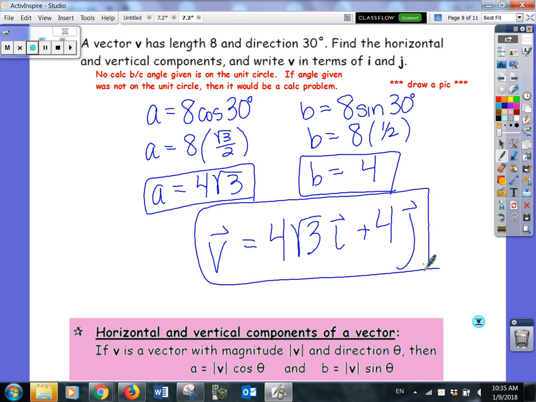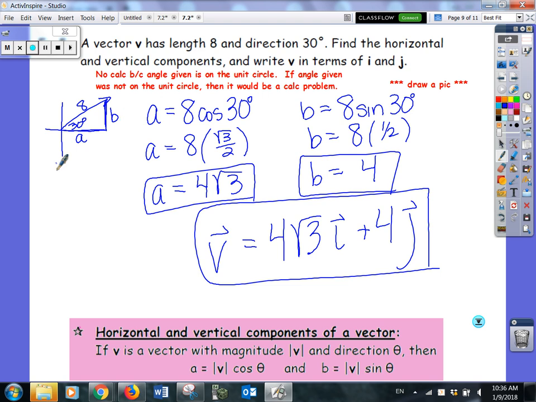If you like SOHCAHTOA, and you decided to draw a picture on this one, here's a 30-degree angle, and my vector has magnitude of 8. This is just a different way to work it, if this makes more sense to you. And we drew this right triangle right here. This right here is our horizontal component, which is A. This is our vertical component, which is B.